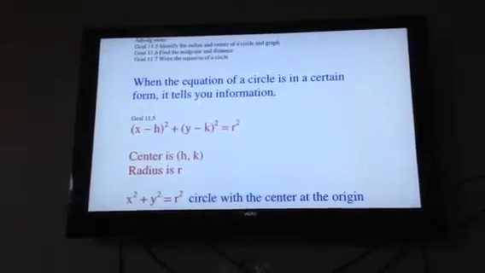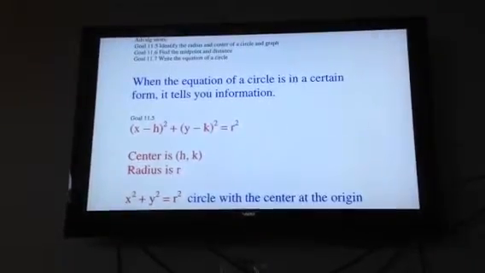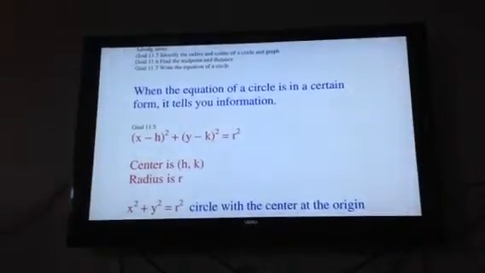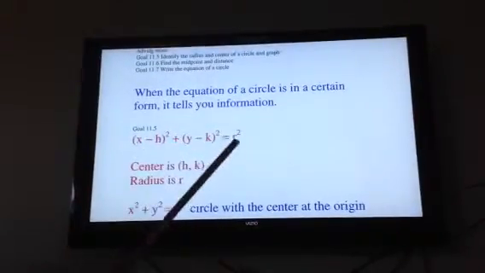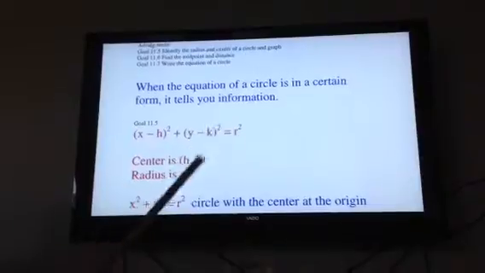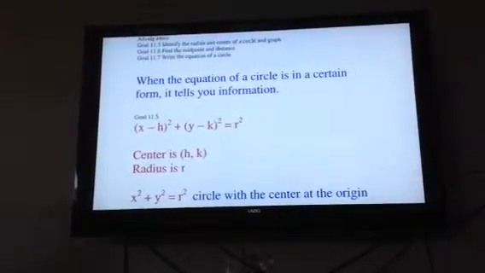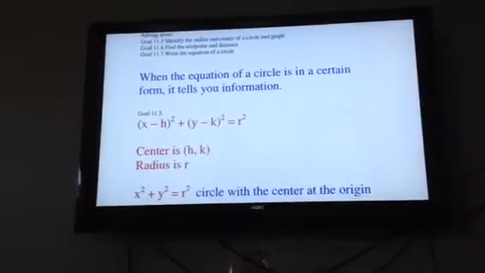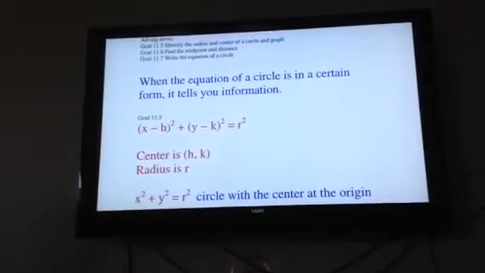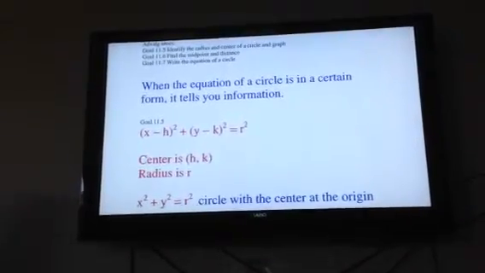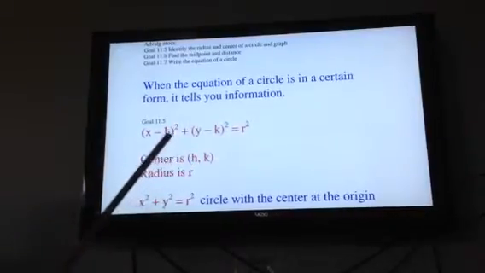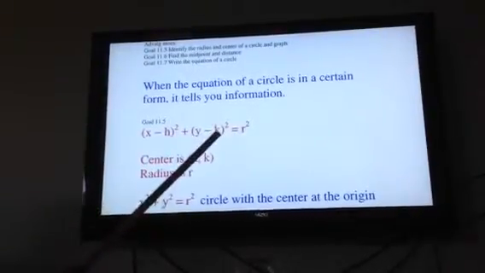When the equation of a circle is in a certain form, it tells you information. So when it looks like this, it tells you just by looking at it, kind of like the parabola one where you can take the vertex just by looking at it. You can find the center and radius of the circle just by looking at this. So the center is going to be the (h, k) ordered pair.